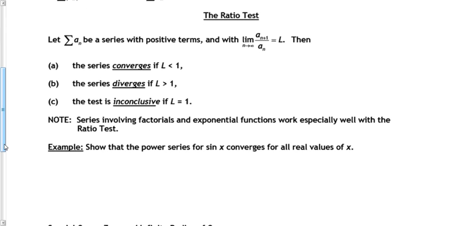So we have the ratio test. These are our three scenarios. If the limit is less than 1, the series converges there. If the limit is greater than 1, then the series diverges.